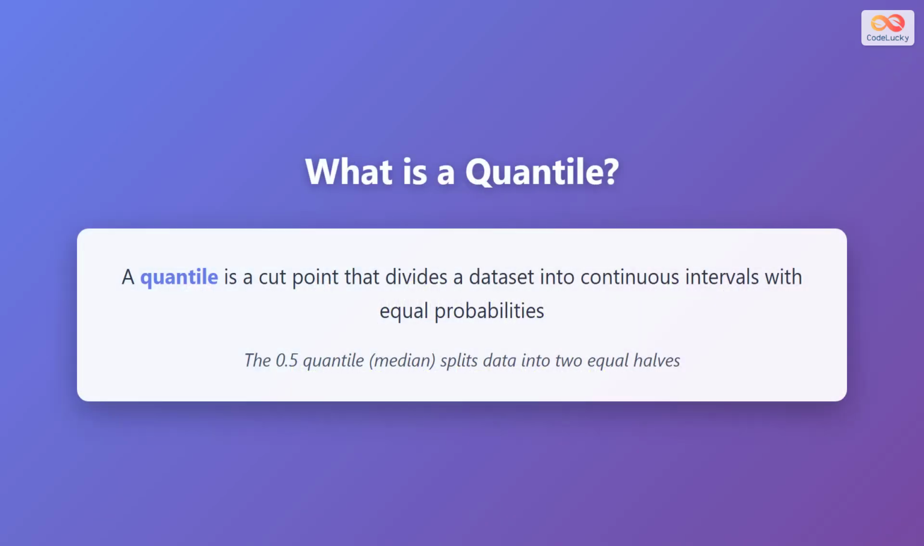A quantile is a cut point that divides a dataset into continuous intervals with equal probabilities. Think of it as a way to slice your data into segments where each segment contains an equal proportion of values. For example, the 0.5 quantile, also known as the median, splits your data exactly in half. Half the values fall below it, and half fall above it.